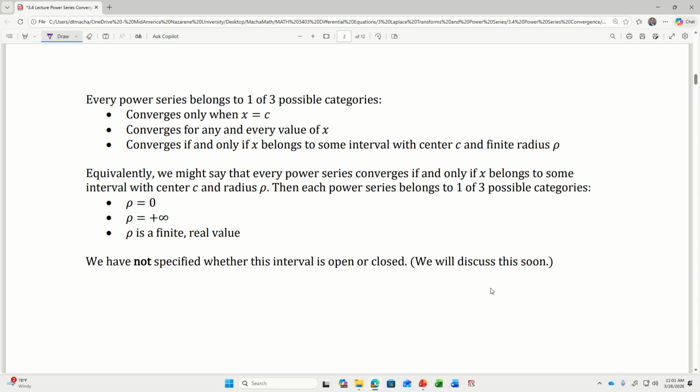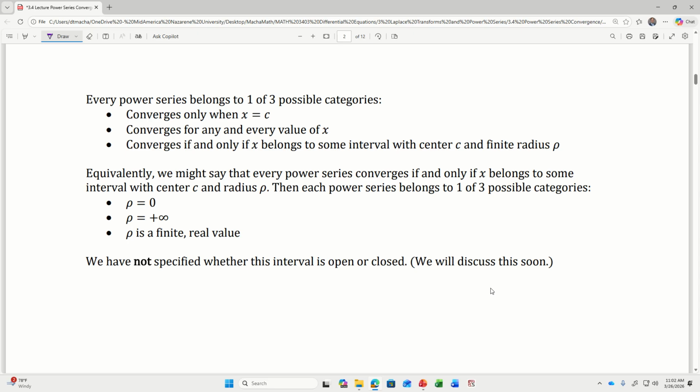The second case is if it might converge for any and every value of x. We can come up with some power series pretty easily that converge for any value of x you choose, even if it's a trillion or negative a trillion. The third case is it converges if and only if x belongs to some interval with a center of c and a finite radius of convergence rho.